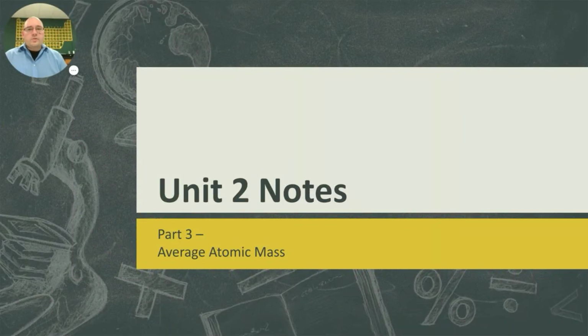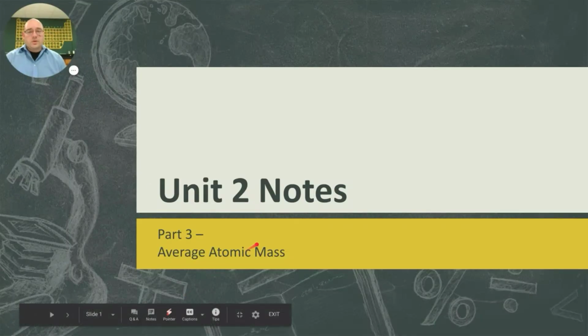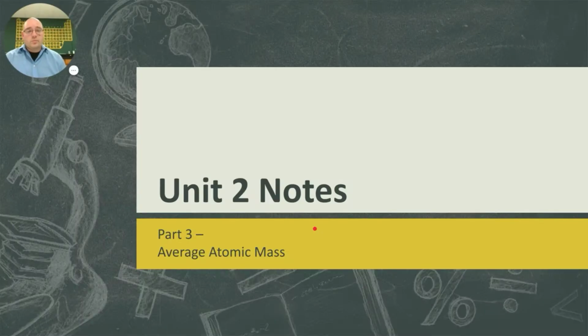All right, today we are going to talk about the reason why the masses on the periodic table are not whole numbers and something called the average atomic mass. So we're going to learn about average atomic mass and how to calculate that today. So pay attention. We're going to get into math.